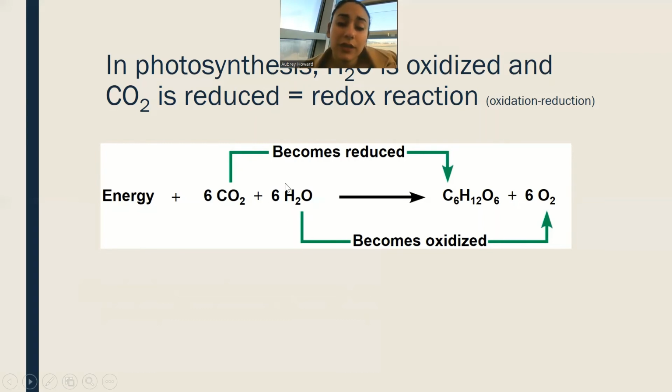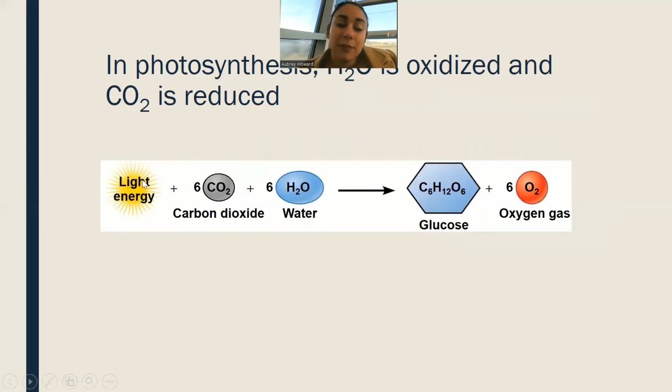Your water molecule here becomes oxidized. So you'll see the release of this oxygen here. So that's just where the name of the reduction reaction actually comes from. And we'll see a better visualization of these compounds and what that would look like. We have our light energy, carbon dioxide, and water, producing your glucose and oxygen.